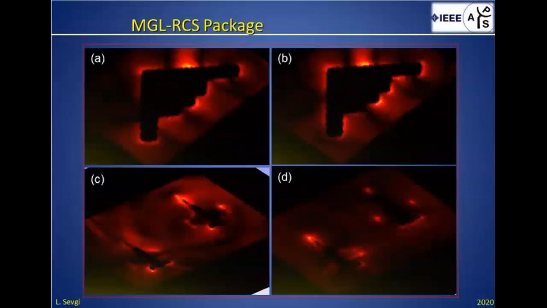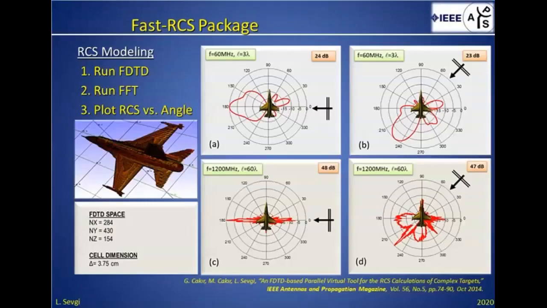RCS interactions between different nearby targets. Next slide, please. Okay. So the last two slides show you time domain screen captures. So FDTD uses Maxwell's equations directly in the time domain, and it calculates electromagnetic scattering effect in the time domain.